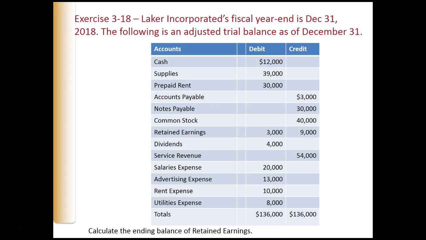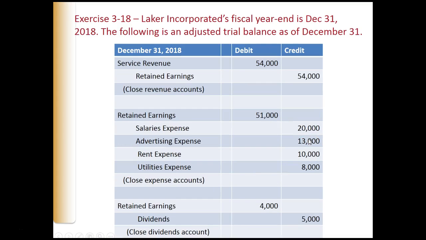So remember, what accounts are we closing out? The temporary accounts. The temporary accounts include dividends, the revenue, and the expense accounts. Everything below the retained earnings line here would be temporary accounts.